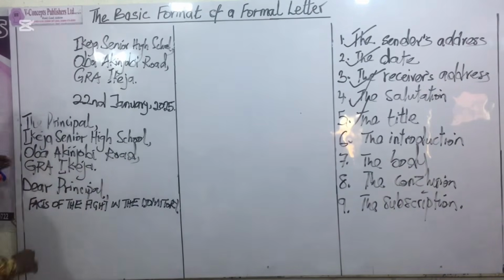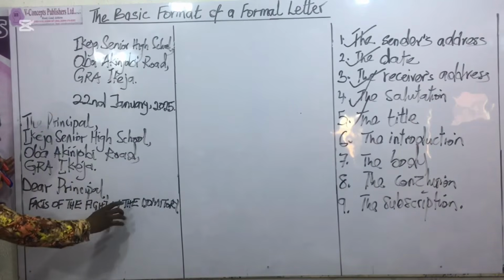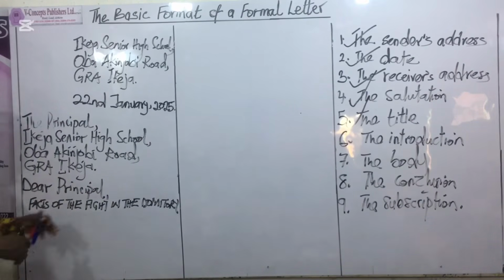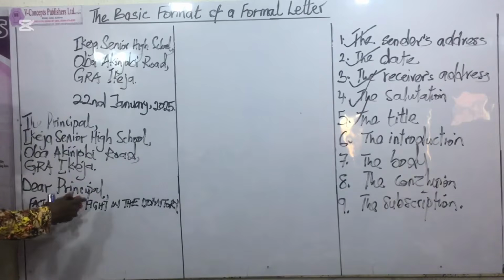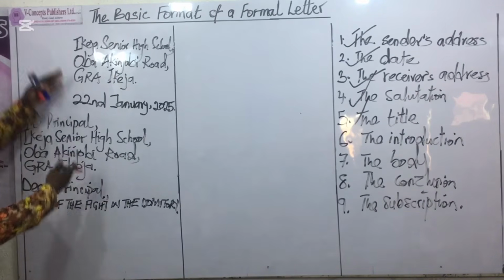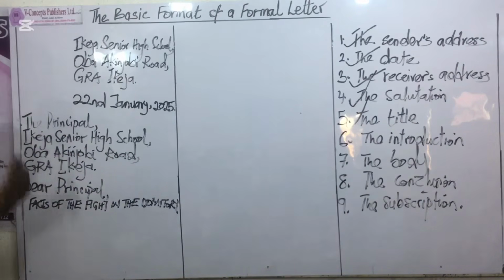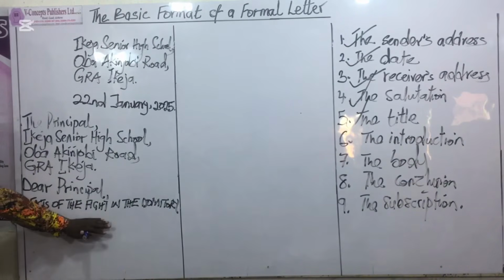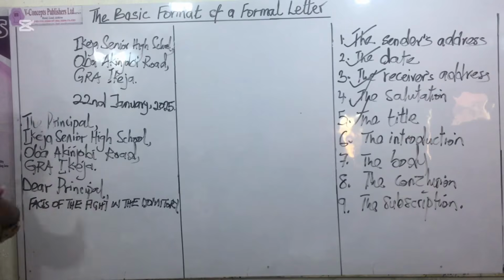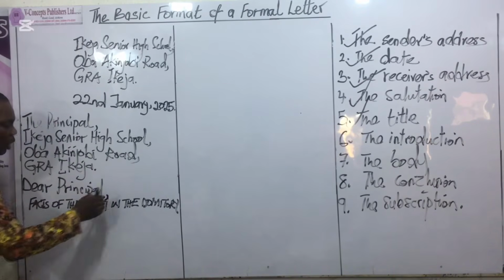So, here we go. Facts of the fight in the dormitory. This is the question format or sample that we are using for this illustration, where the principal has asked for facts about the fight that took place between a senior student and a junior student in the dormitory that led to damaging the eye of a junior student. This is the caption. Dear principal, the salutation, then you have your comma, don't forget that.